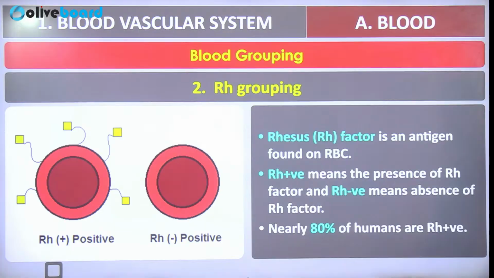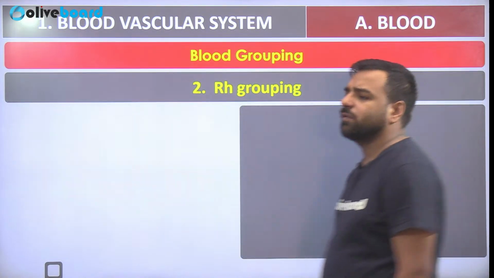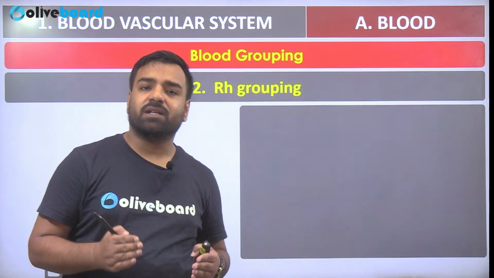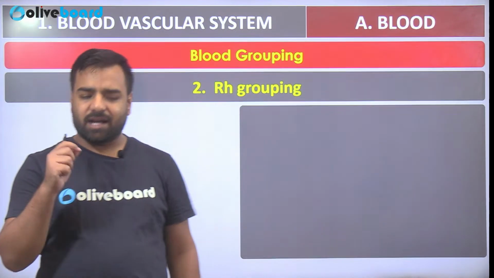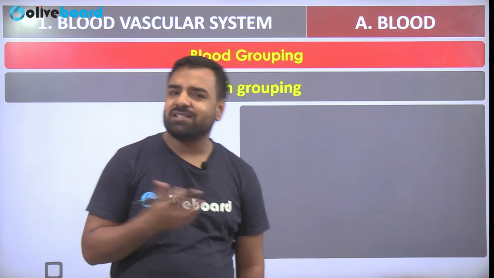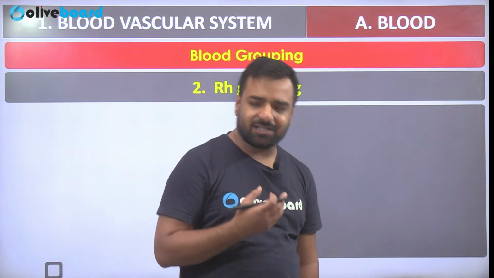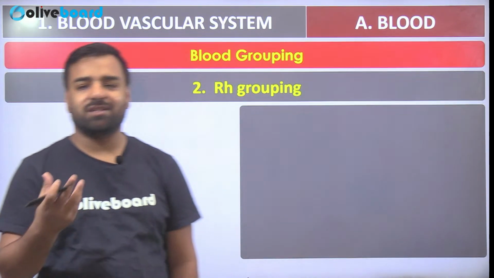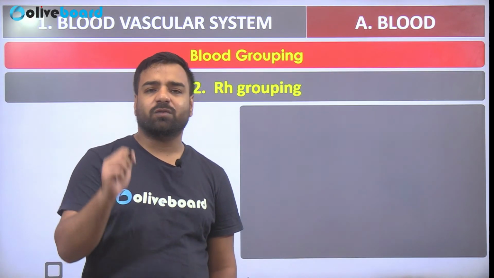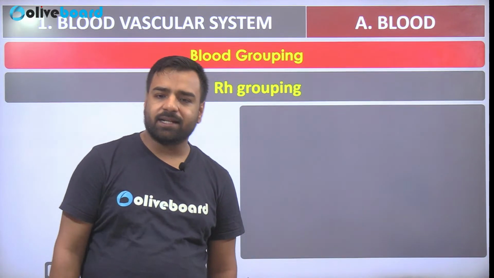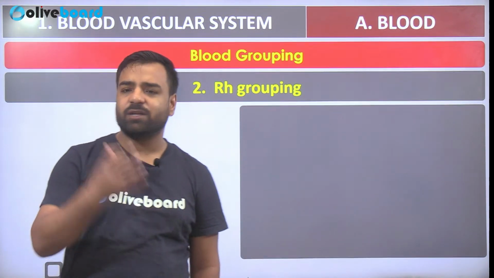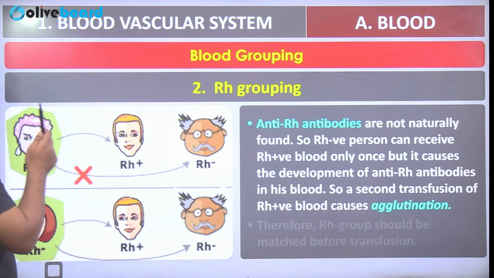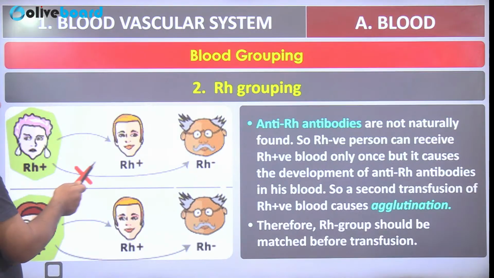So nearly 80% of humans are Rh positive. Maximum of us are positive, and that's why I asked in the comment section, can you please tell me what is your blood type? In our class also, I can give this guarantee because I've been teaching for the past 10 years. Most of us in our class are positive only, and you'll surely get O positive as a very common group.